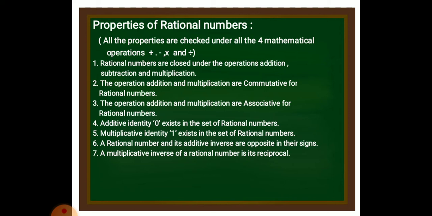And about the multiplicative inverse. Multiplicative inverse of any rational number is its reciprocal. When we multiply a number and its multiplicative inverse, we get the product 1. Then those two numbers are called the multiplicative inverses of each other. And in the set of rational numbers, reciprocal of every number exists. So we say that there exists a multiplicative inverse for every rational number in the set of rational numbers.